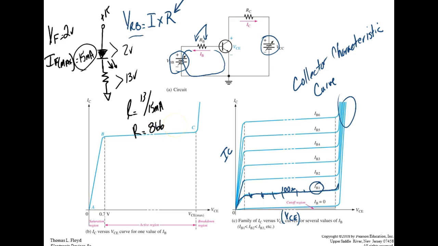Yeah, we can round this. We can drop digits around it. 866 point what? Okay, so 867. Well, what's the problem? It's not a standard resistor.